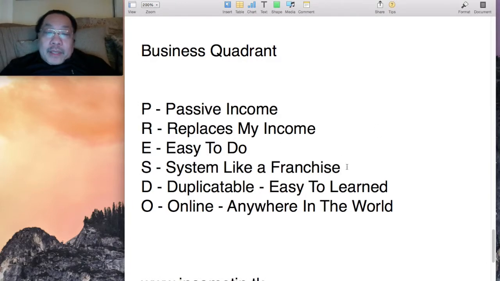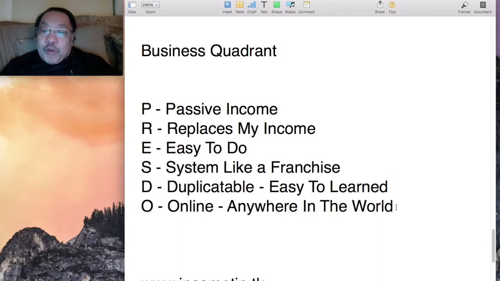Okay. D stands for duplicatable. It's got to be duplicatable. It's got to be something that, like, you want to be like McDonald's. McDonald's is all about duplication. And if it's not duplicatable, at some point in time, it's got to stop. And you don't want to stop, because once you generate the income, you want that income to continue coming in so that you can enjoy your freedom lifestyle. Make sense?